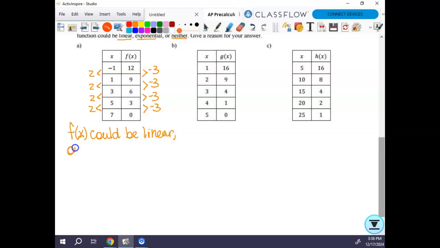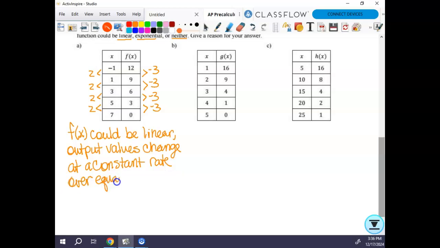Say output values change at a constant rate over equal length input value intervals.